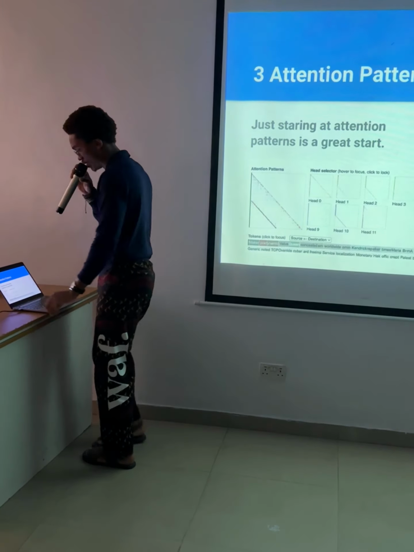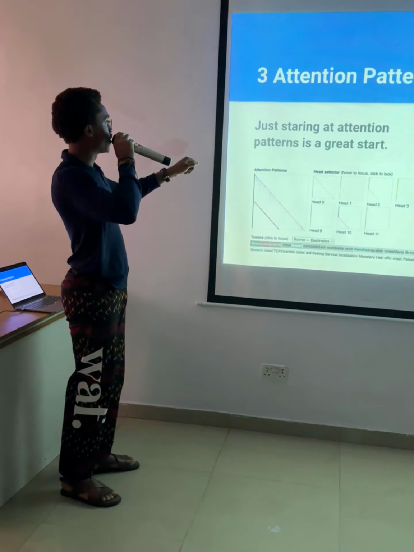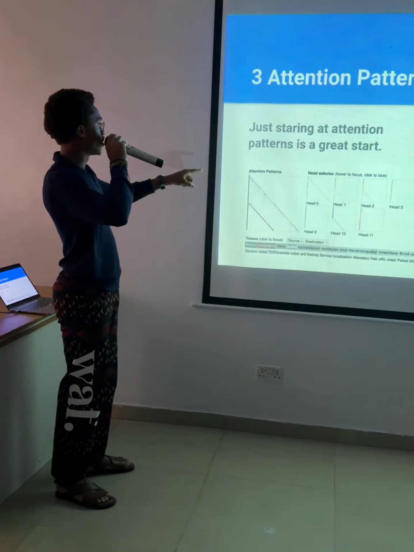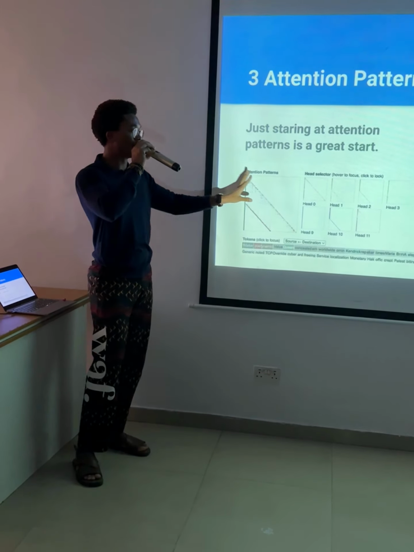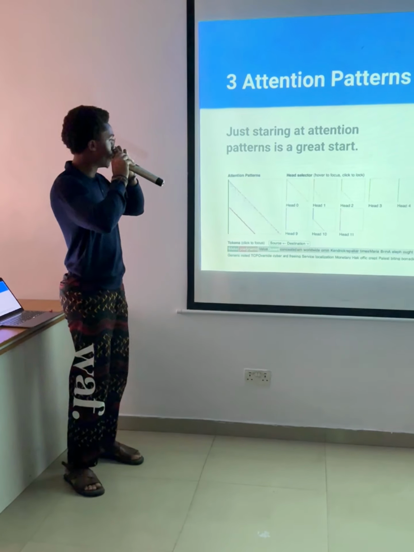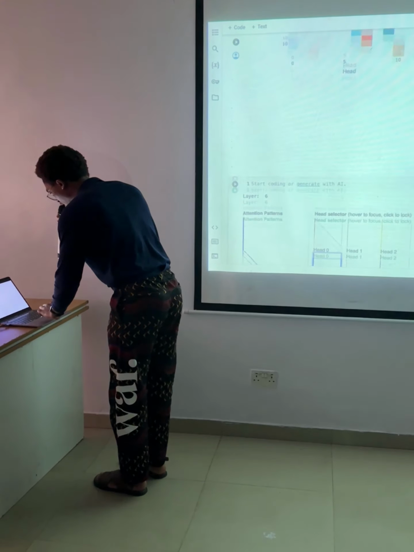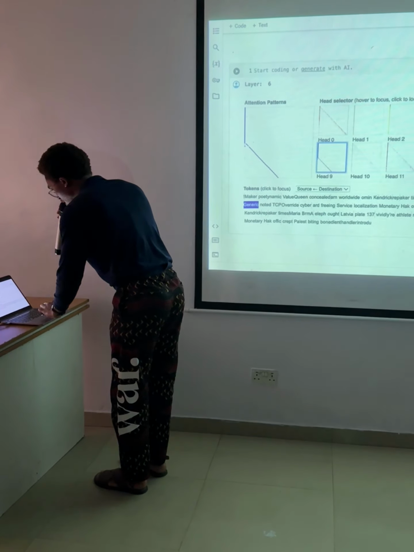And the third on the list is just basically staring at the attention patterns. Now, to be fair, this is the first method that does depend on some familiarity with transformer networks and attention patterns, okay? But it's probably the most interactive or easiest to do, so I just have a little demo here, okay?